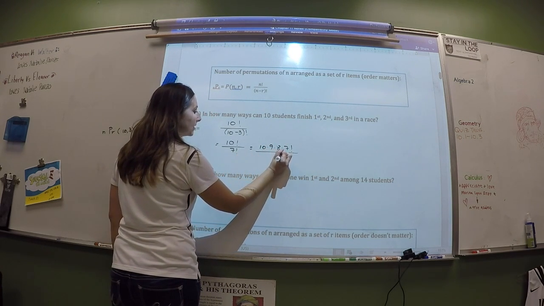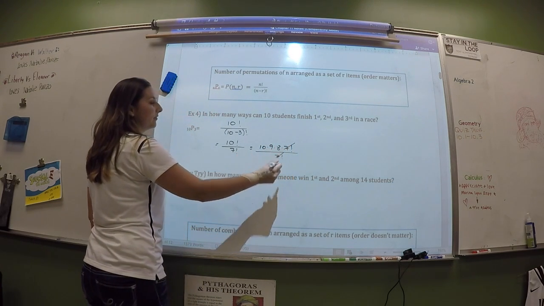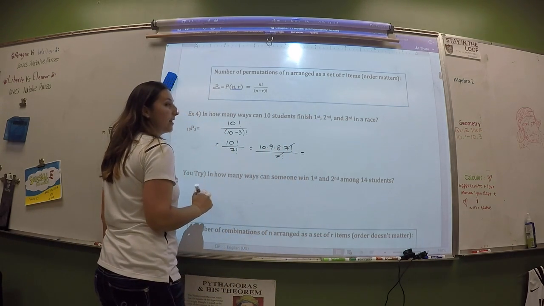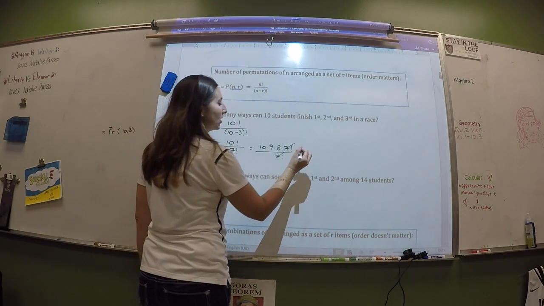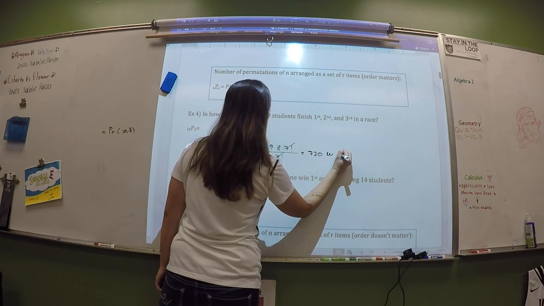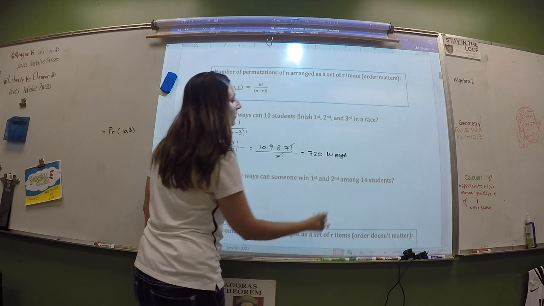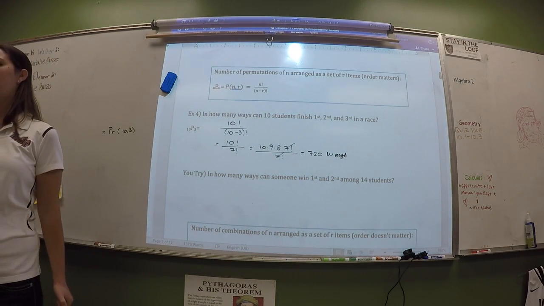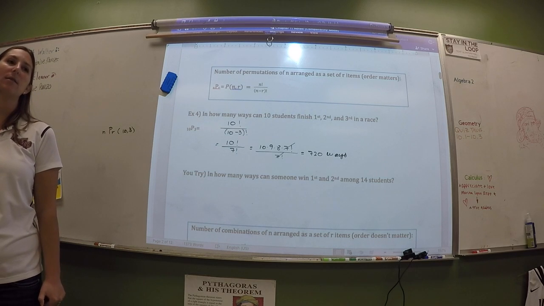When we divide by 7 factorial, the 7 factorials cancel. 9 times 8 is 72, times 10 would just add a 0. So that would be 720 ways our class could finish first, second, and third in a race.